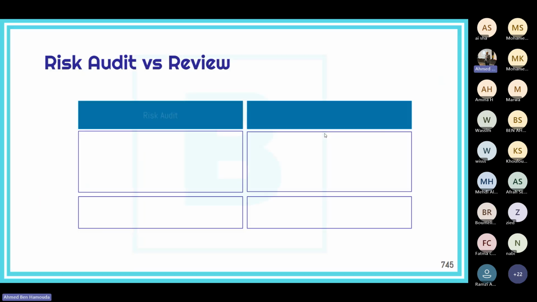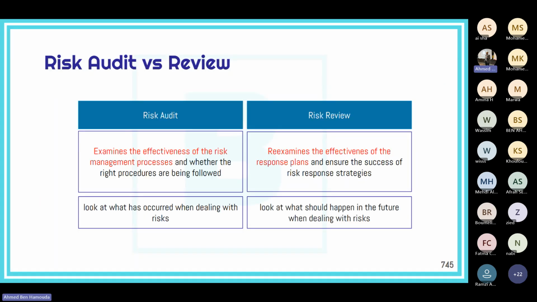Okay. Now, what's the difference between a risk audit and a risk review? Whenever we use the term audit in risk management, a risk audit means examining the effectiveness of the risk management process, and whether the right procedures or right steps are being followed. However, a risk review means examining the effectiveness of the response plan, making sure that a response plan is successful. So that's the difference between a risk audit and a risk review.